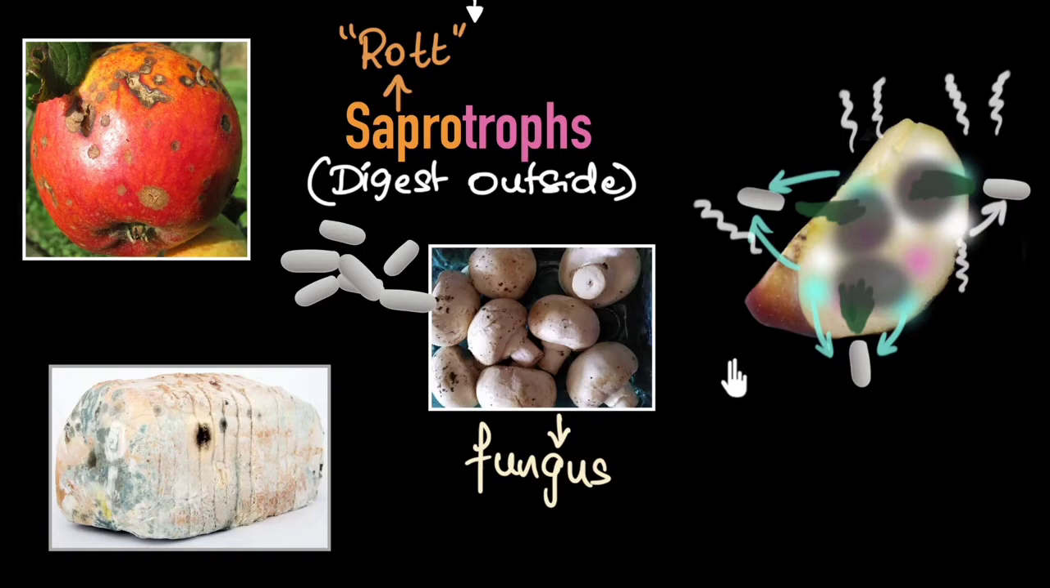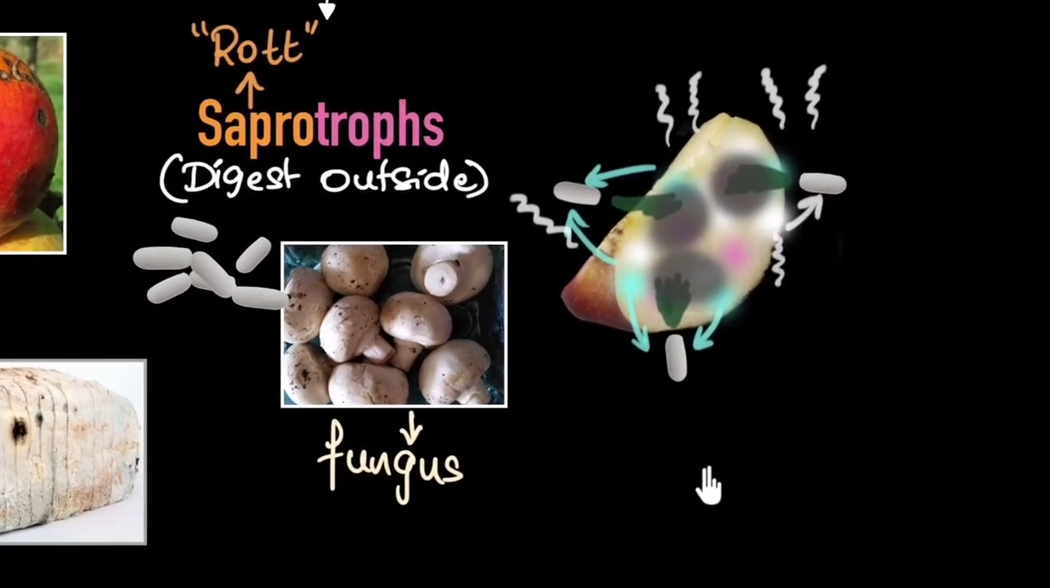Okay, and finally, what if you can't digest food at all? Whether inside or outside, then what? Then you become a parasite. Parasites hardly digest any food. Then how do they get their nutrients? Well, they depend on a host, meaning another living organism.